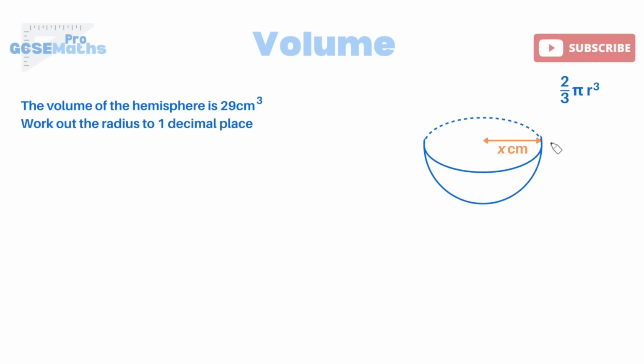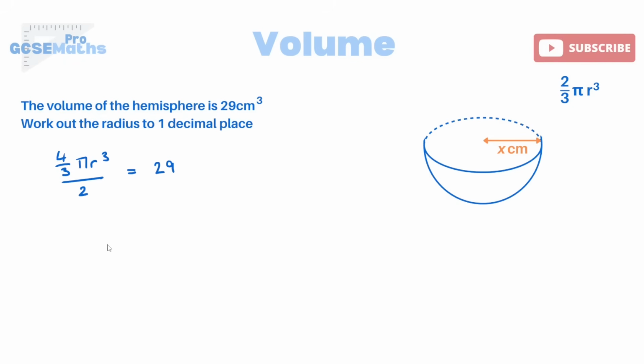Now, if your formula sheet gives you this formula for a hemisphere, you can use that. If you have just happened to memorize it for whatever reason, you can use that. I'm going to go on the assumption that you've only been given the formula for a sphere. Okay, so the formula for the sphere is 4/3 pi r cubed. To make it into a hemisphere, remember to divide it by 2. Then I can put that equal to 29. That's what you would do if you don't have the direct formula for a hemisphere. If you do have the direct formula for a hemisphere, obviously just use that.